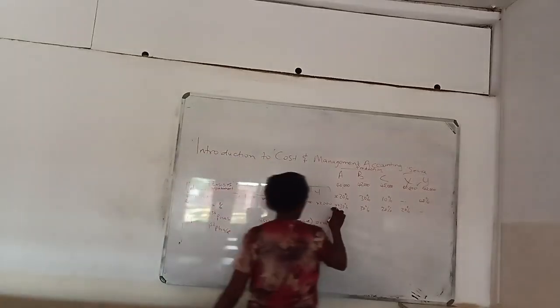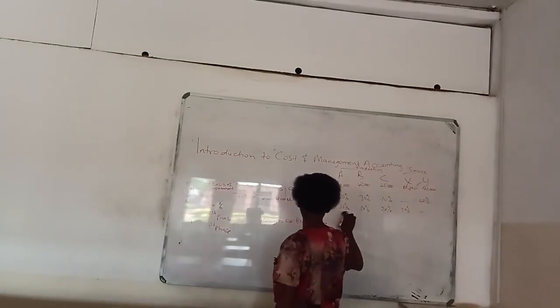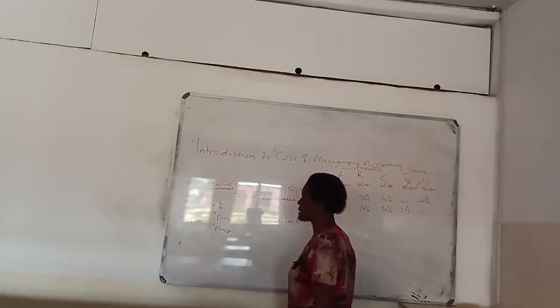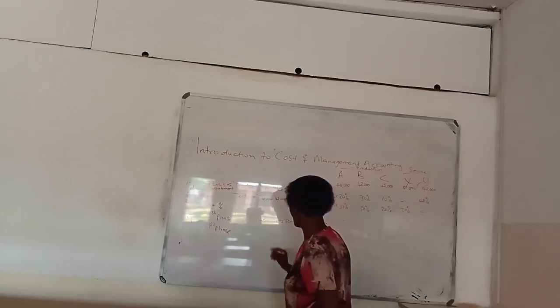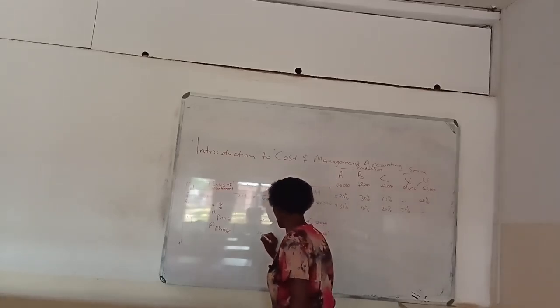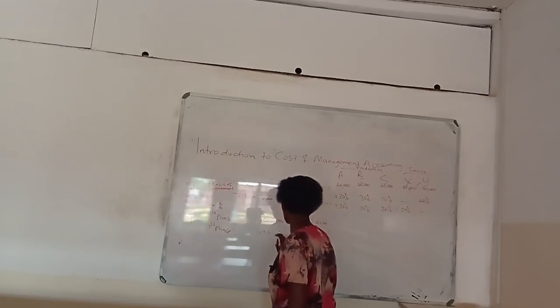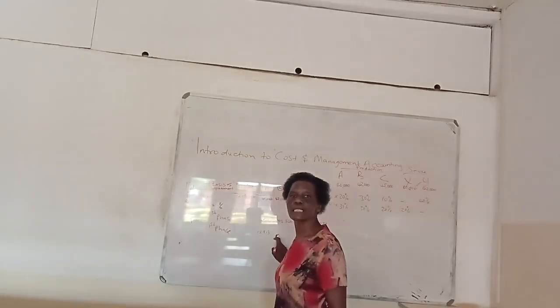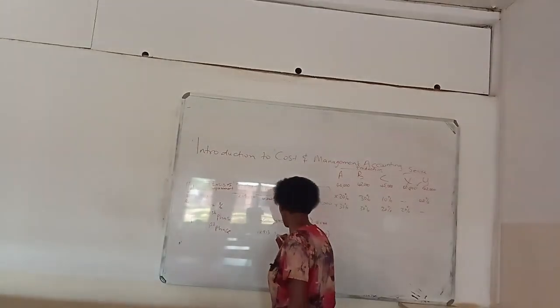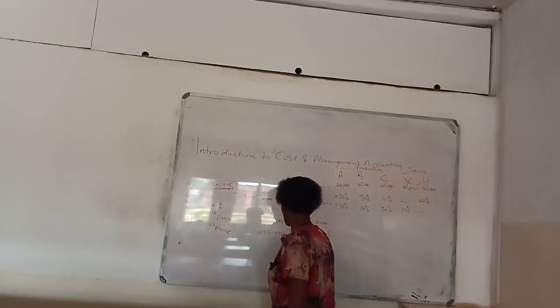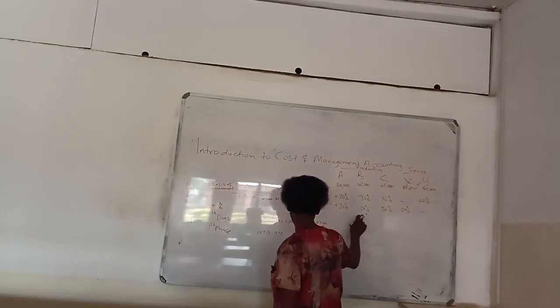So Y gives 30%. What is 30% of 6,344? 18,980... 18,913. So it's the same with B, isn't it? Yes. So 18,913, because it's also 30%.